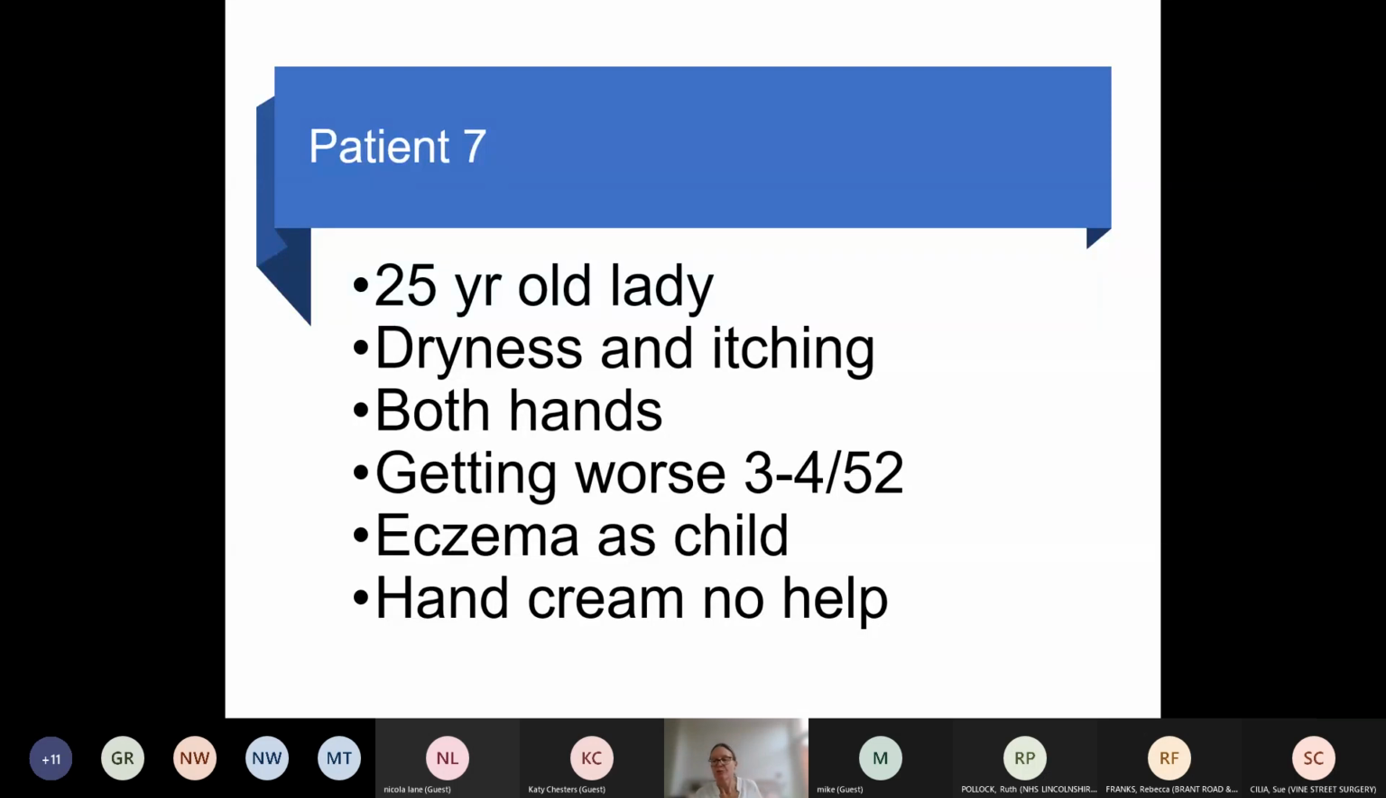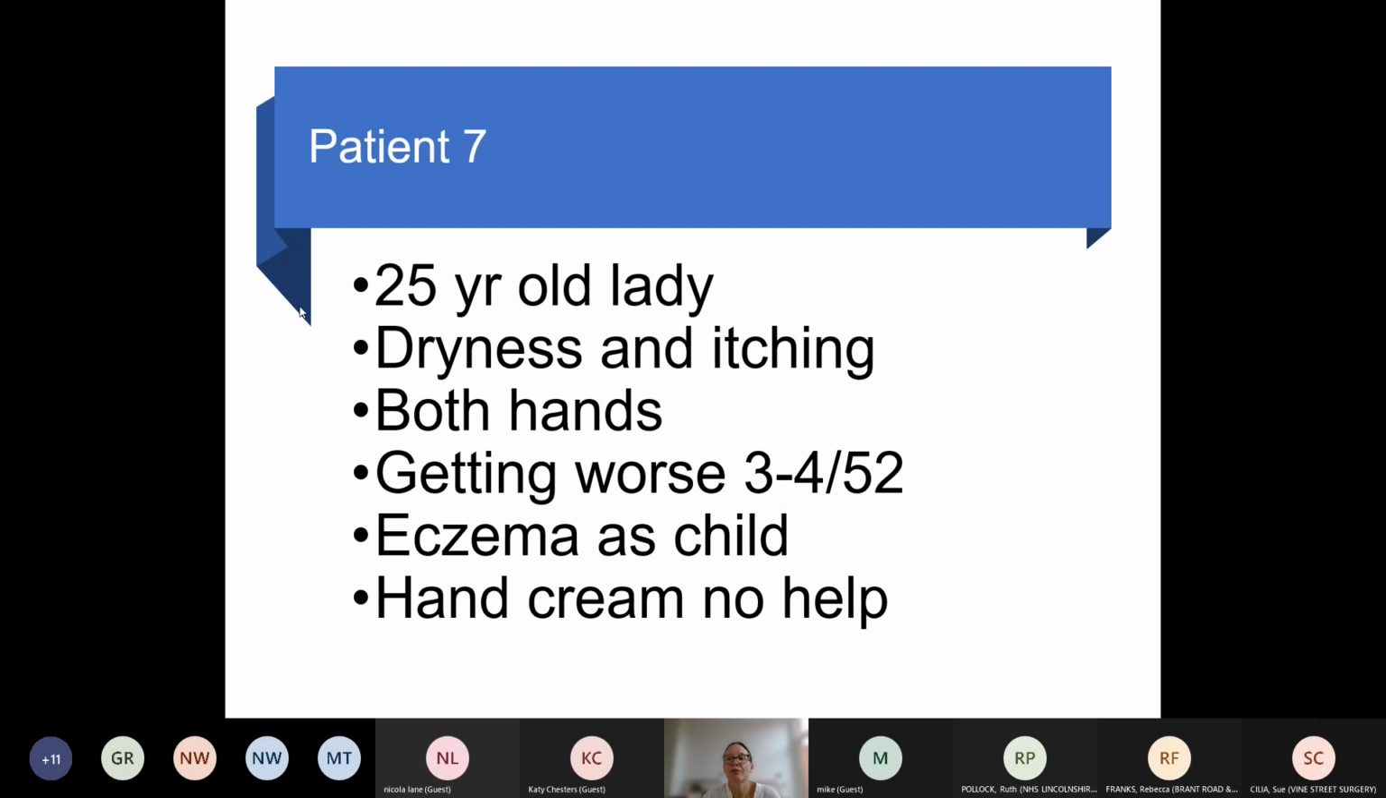Okay, we'll just wait until it's 25 past and then we'll carry on. Okay, so it's 25 past on my clock.